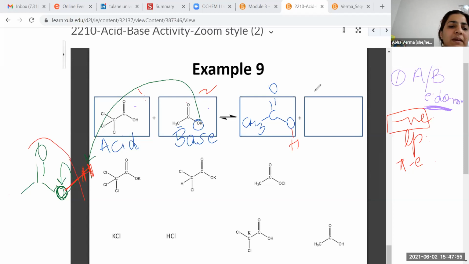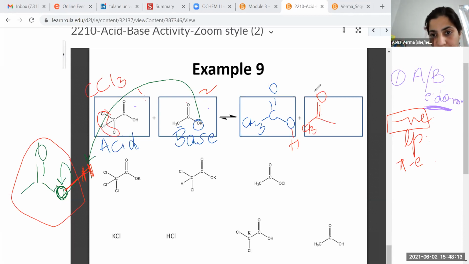What is left behind in this particular structure? Oh, there is a CCl3 also. Okay, instead of CH3, this is a CCl3 group. Carbonyl with my O negative charge. So what will balance out this O negative? Anybody? The K positive.